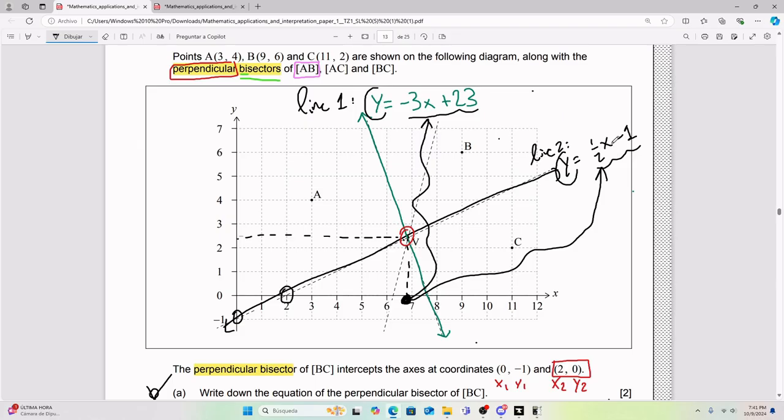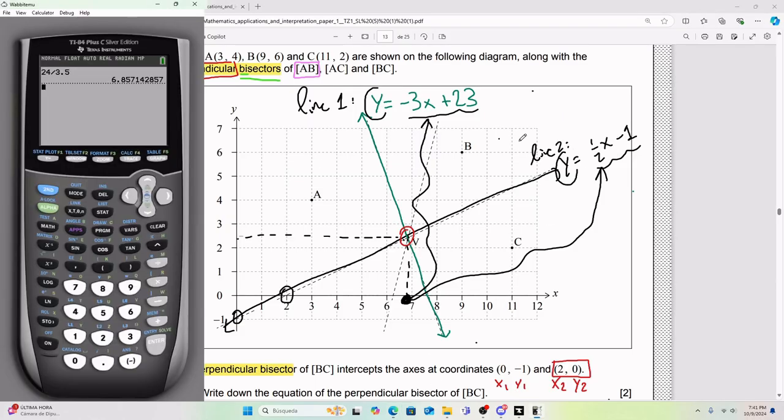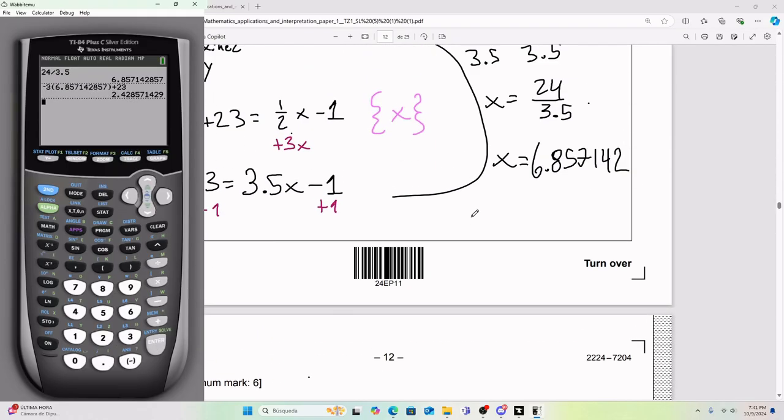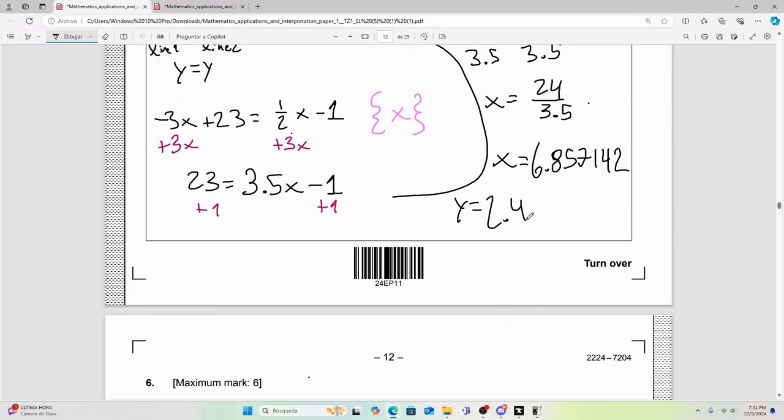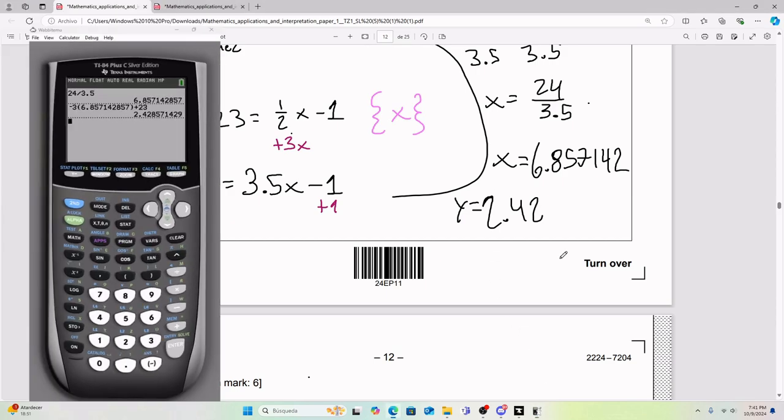Because they meet here, they both have to give you that answer, ¿cierto? So I'm going to go ahead and plug it in. I don't think it really matters. I'll plug it into line 1, see? So if I plug it into line 1, that means I have negative 3 times my value of x, which is this guy here, ¿cierto? Close parentheses, plus 23. And so from there, your value for y has to be 2.428571.